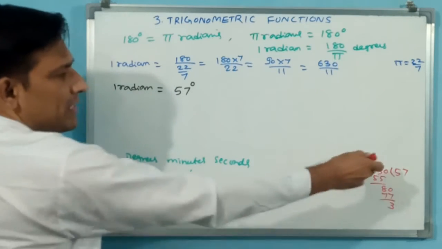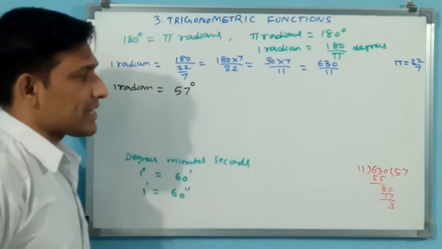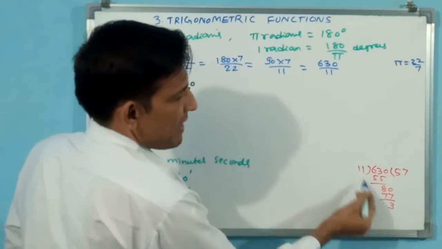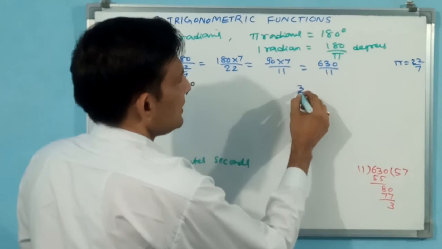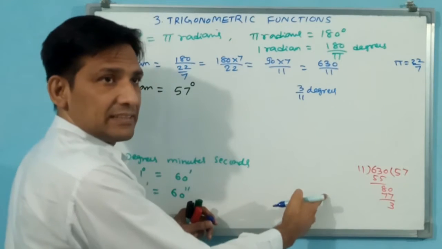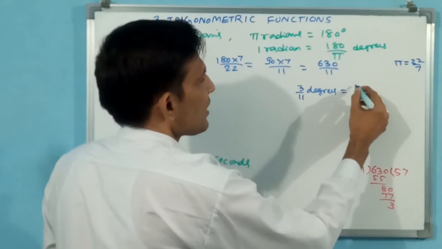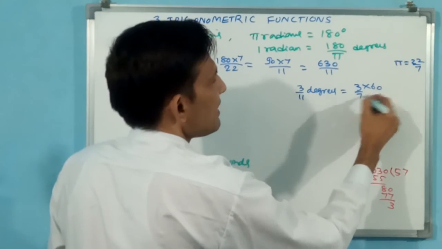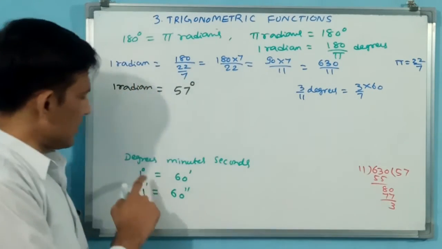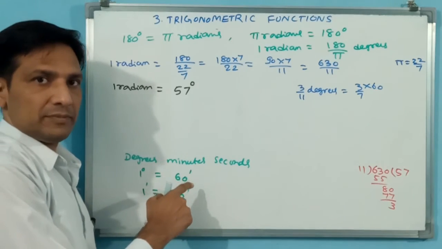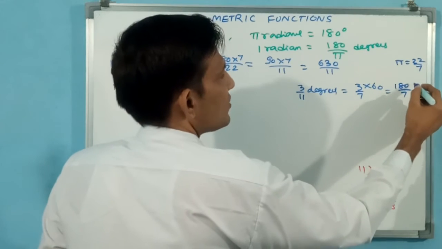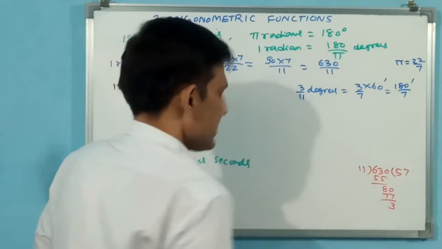Okay, now you go back here. Now what has come here? 57 degrees. Okay, we have written 57 degrees, but 3 by 11 degrees also have come. 3 by 11 degrees. Okay, this is degrees only, a fraction. 3 by 11 degrees have come, which means we have to convert this fraction 3 by 11 into minutes. Why? Because after degrees, minutes come. Okay, that is equal to 180 by 7. These are minutes.